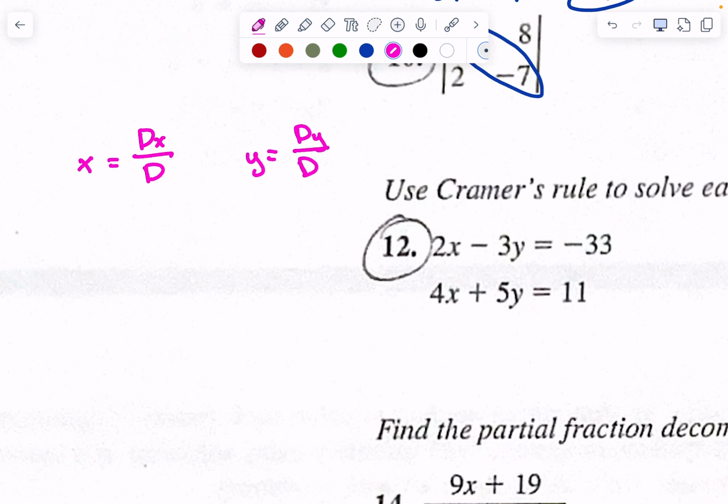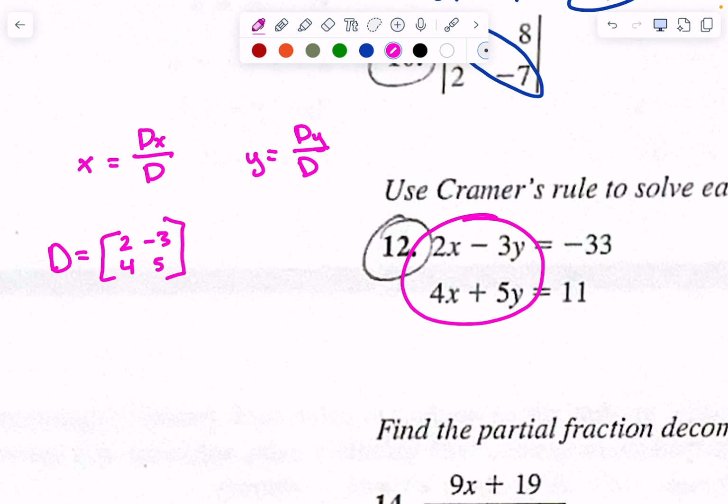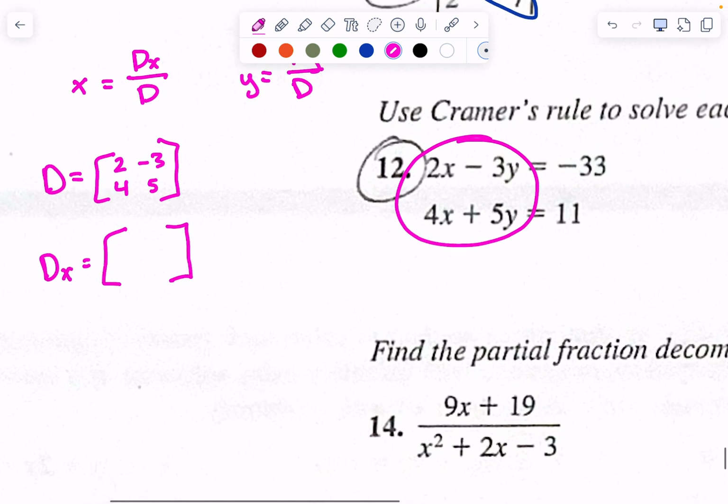Now, here's what dx and dy and all the things are. The normal determinant matrix is just this regular one right here: 2, negative 3, 4, and 5. The dx matrix is everything except the x's. The x's would go in this column, but instead, what goes in that column? The equal-to column. Then the y stays the y. So negative 33 goes here, 11 goes here, and then negative 3 is here and 5 is here. We have to find the determinant here in a second.